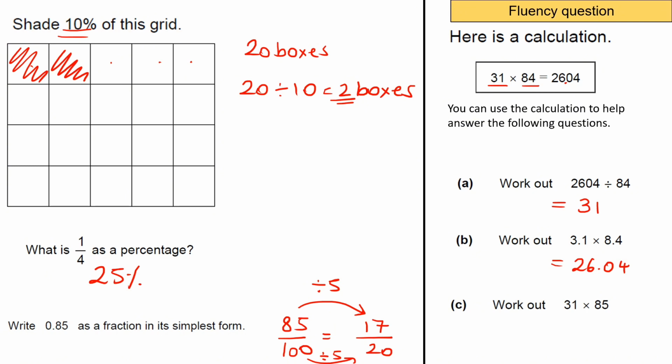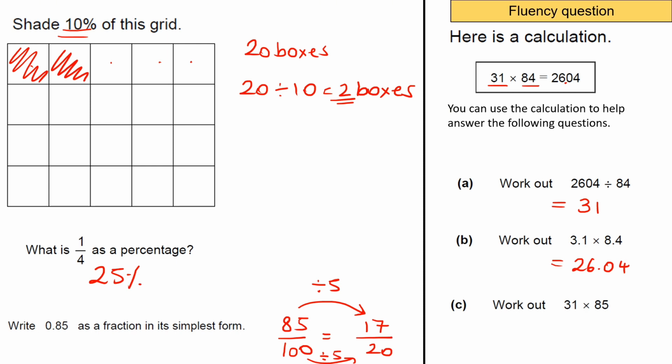31 times 85, so what you guys could do is write down the column method and do the multiplication as well, but I would recommend you just think about this logically. So what I mean by that is that you've got 84 lots of 31. You are now going to have 85 lots of 31, or 31 lots of 85. You can just think of it either way around.